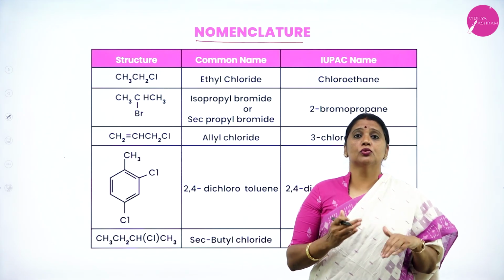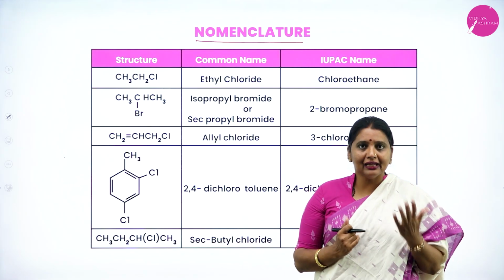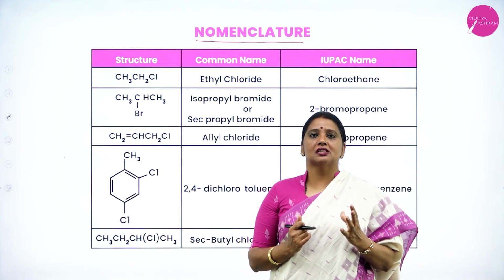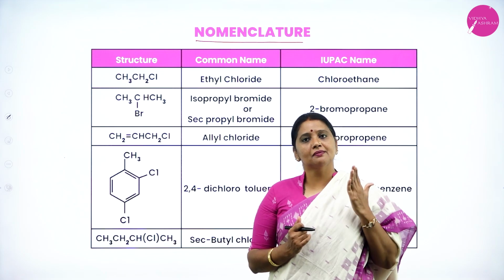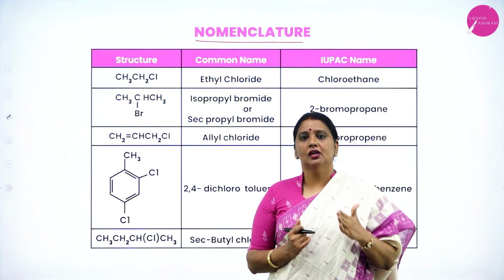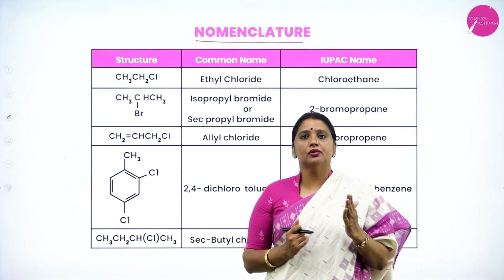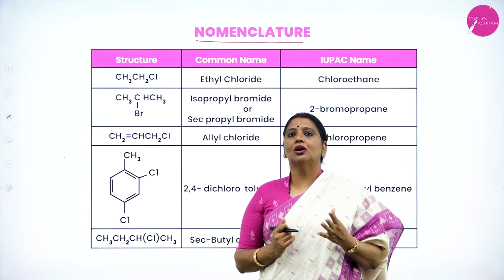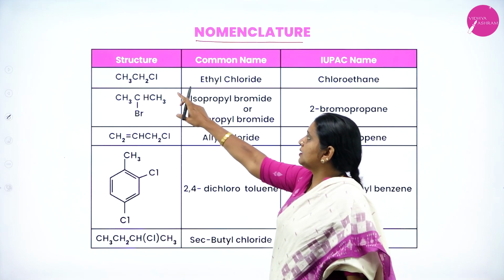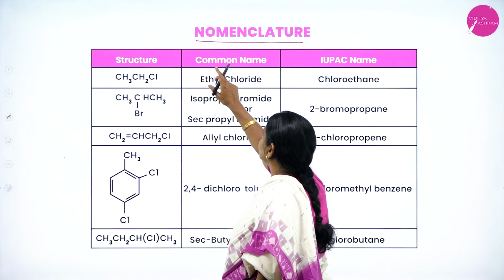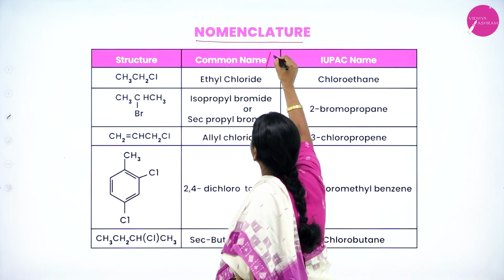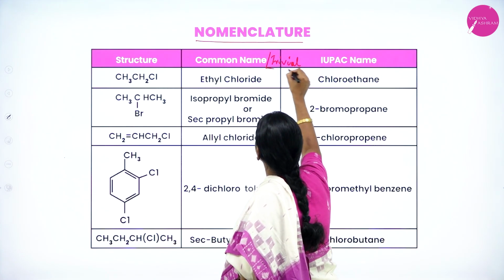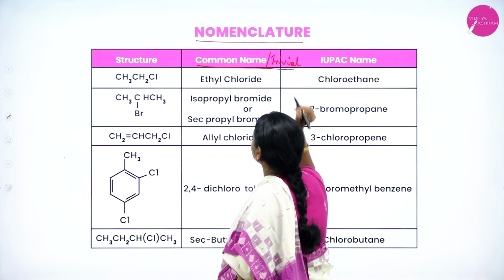Organic compounds are also named by two systems. One is the trivial system, the second one is the IUPAC system. Today I am going to discuss the trivial names as well as IUPAC names of a few haloalkanes and haloarenes. First compound, the common name, that is the trivial name.